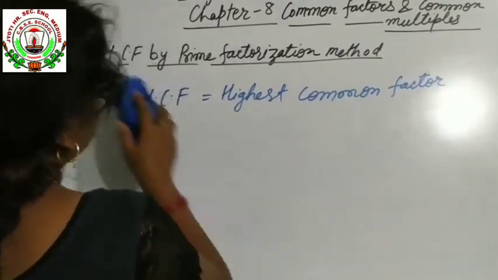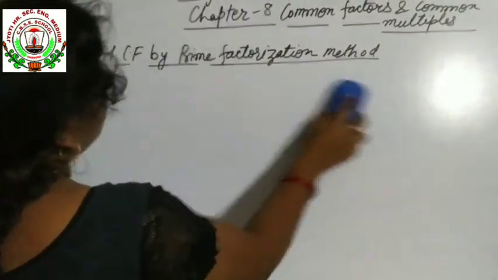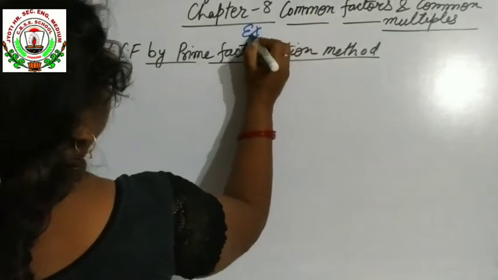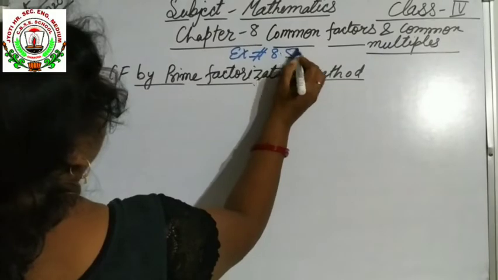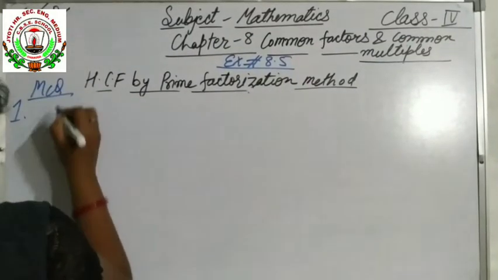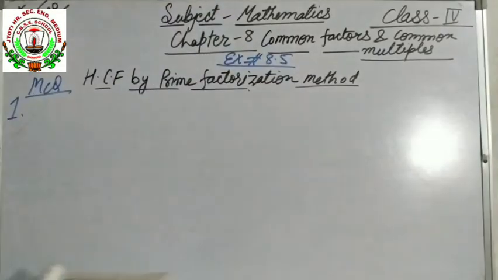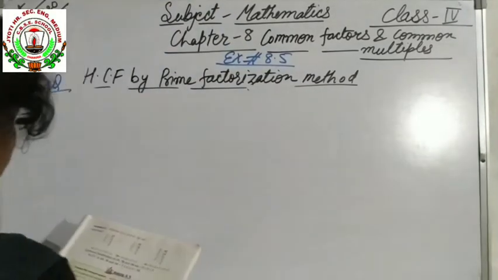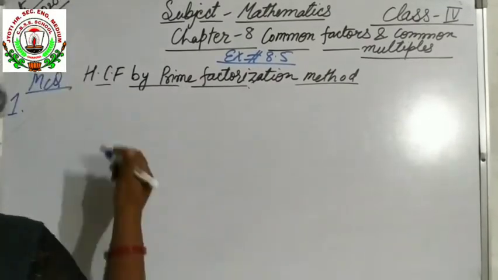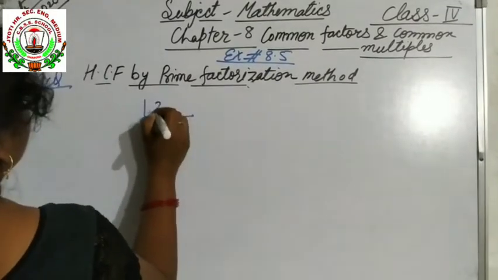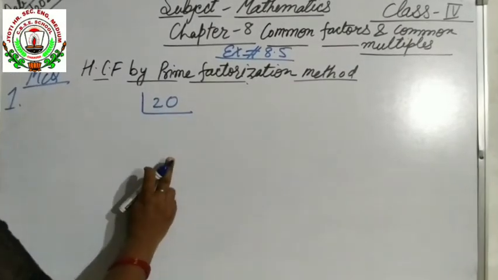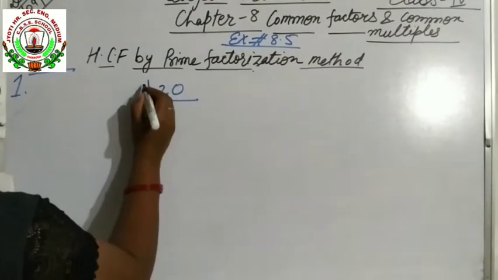That is your Exercise 8.5, question number 1. It is MCQ. In the MCQ, question number 1 is: the prime factorization of 20 is. So here 20 is given. First we will find out the prime factorization. The smallest prime number is 2, so we will start with 2.